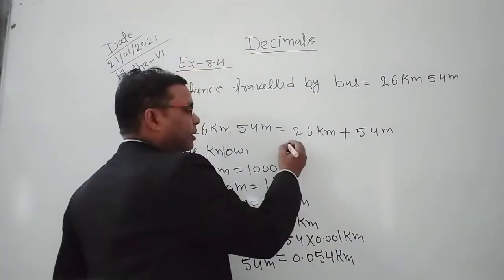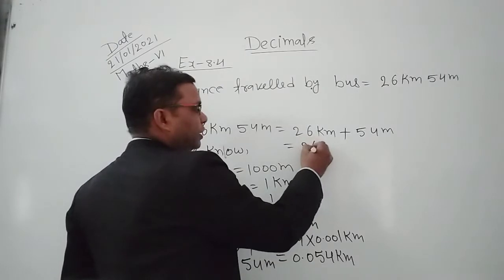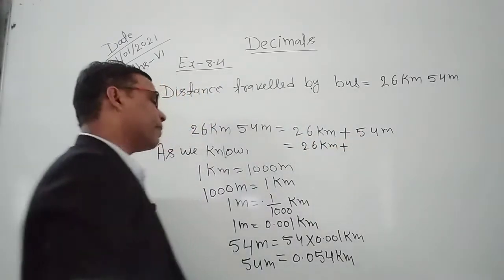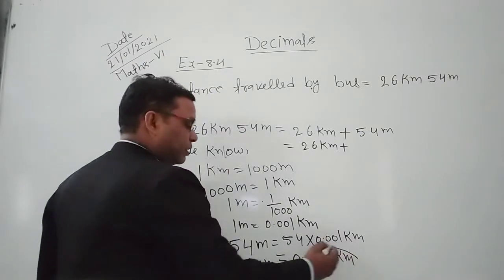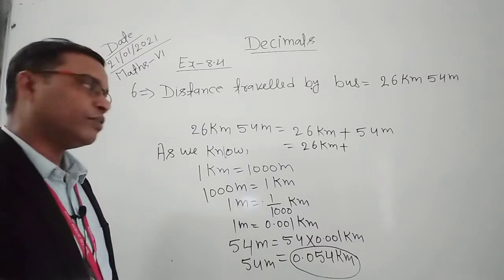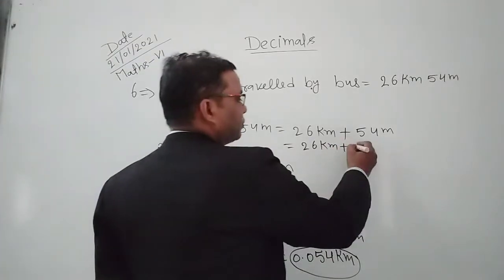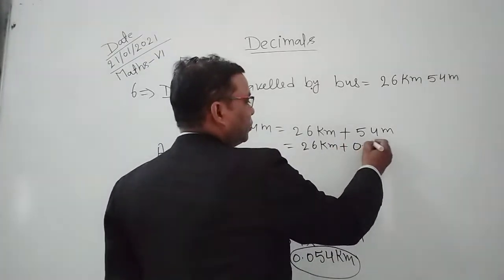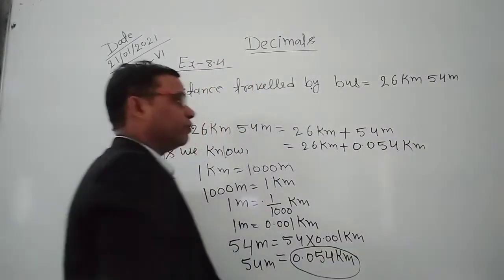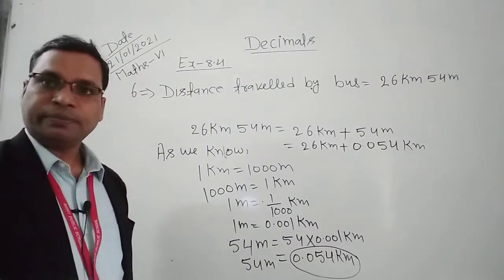So you can see here, 26 kilometer plus 0.05 meter becomes... 54 meter becomes 0.054 kilometer. This becomes 0.054 kilometers. Now add them. How do we add them?